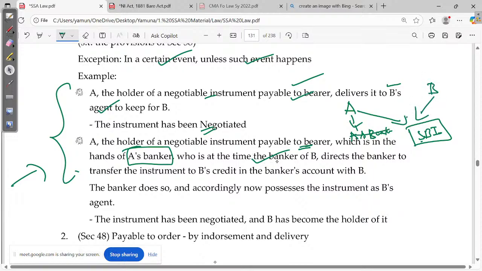Okay. So who is at the time the banker of B directs the banker to transfer the instrument to B's credit. So it's not transferring from banker to banker.